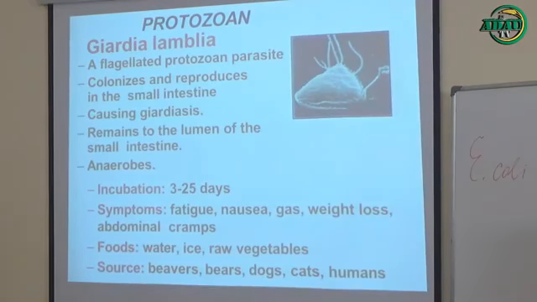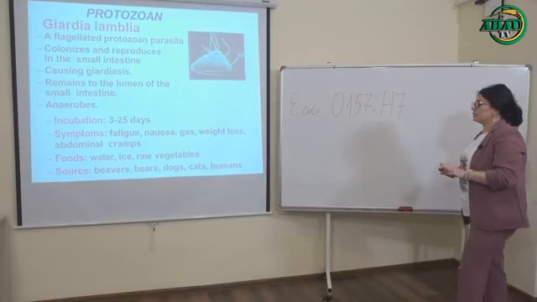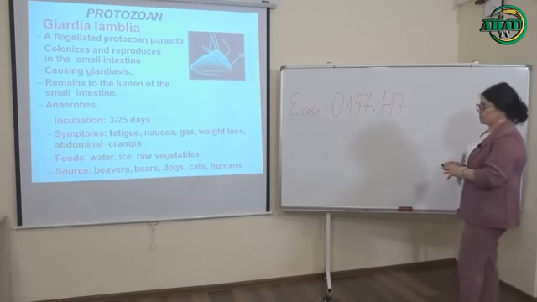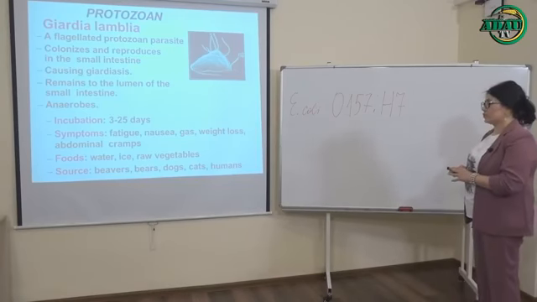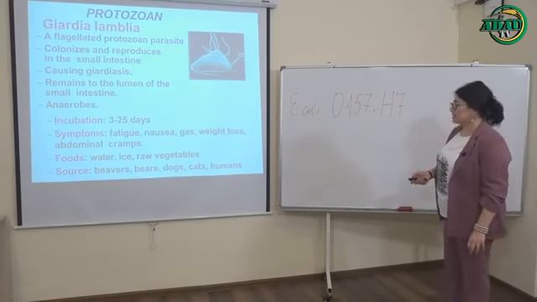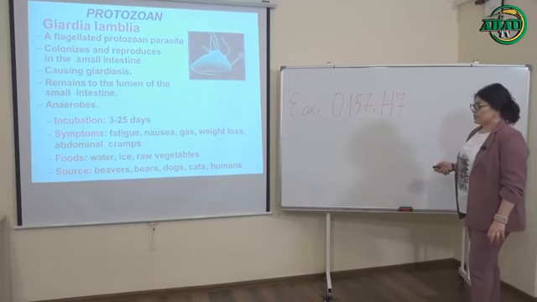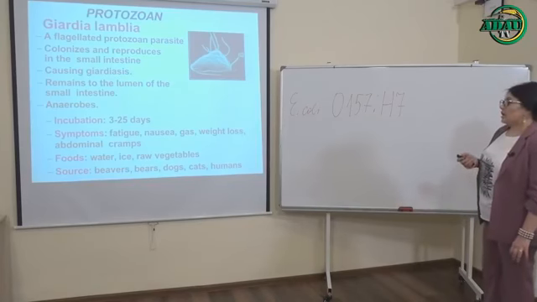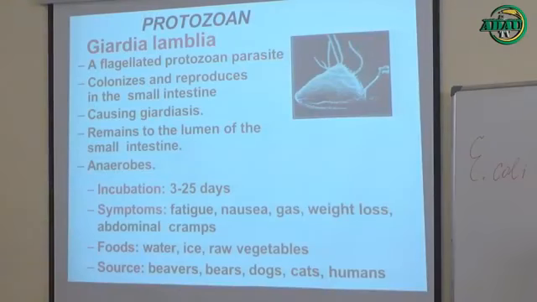Giardia lamblia, so I will not stop on this parasite, just briefly, that incubation period for this disease caused by this parasite is from 3 days to 25 days. So you can see here the symptoms. Weight loss. For this disease, the main important symptom is weight loss and abdominal cramps. What kind of food can cause this disease? It's water, ice, and raw vegetables.